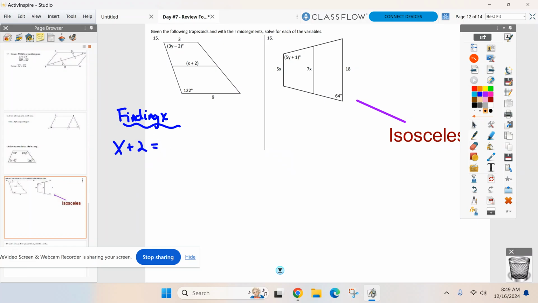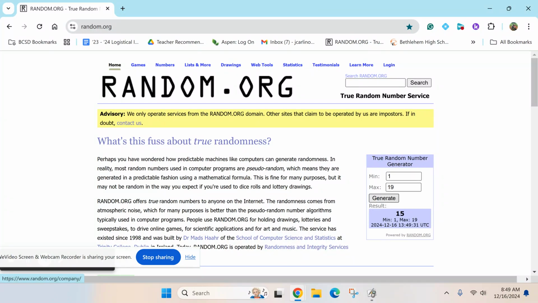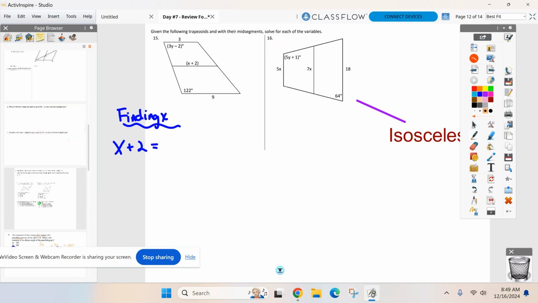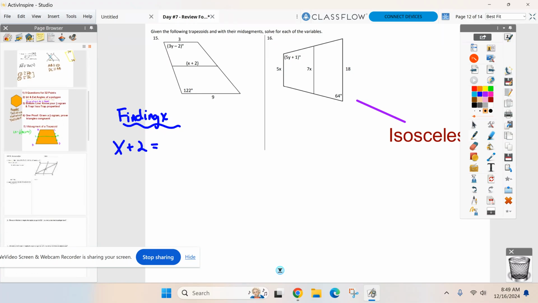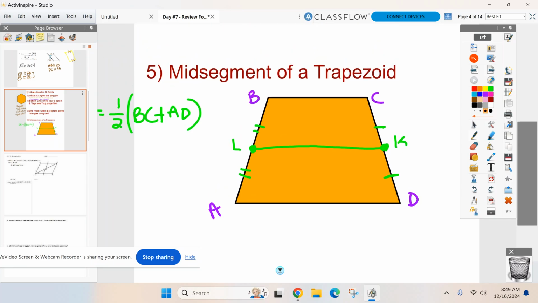And remind me again, what is the mid-segment equal to here? Length of a mid-segment. Zoe, length of a mid-segment is equal to? Let me go back to the review that we just went over a couple minutes ago. Here's what I went over with length of a mid-segment. So apply it to your problem.